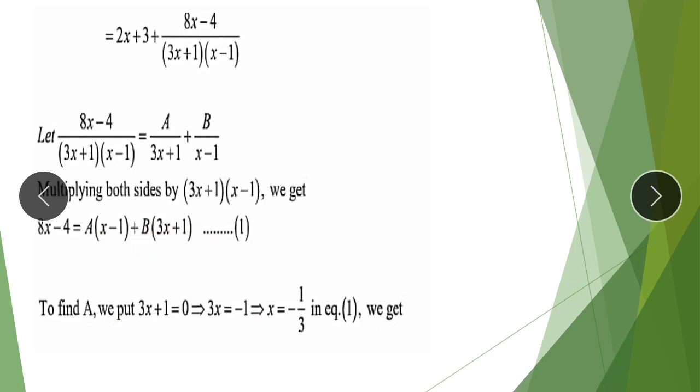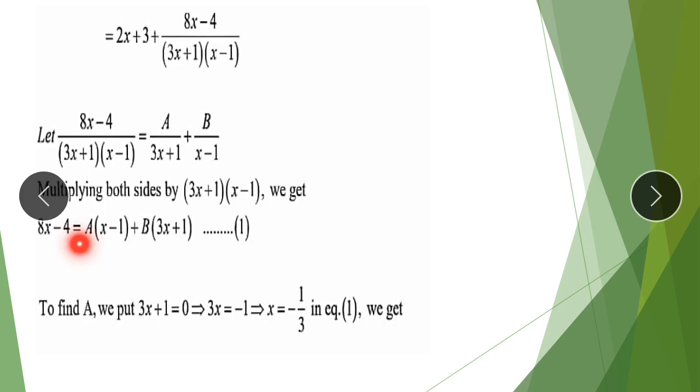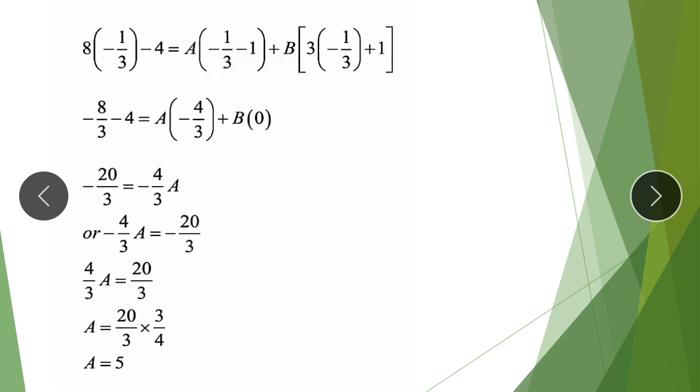Because when 1 is shifted to the other side of the equation, it will be minus 1, and 3 will be shifted to the other side of the equation, it will be in division. So we can put these values in equation number 1. Here we can see that instead of x, minus 1 upon 3 is put, and here minus 1 upon 3, 1 upon 3, these are put instead of x. So minus 8 upon 3. Here the LCM is taken 3. So here will be minus 1 and minus 3 will be minus 4.